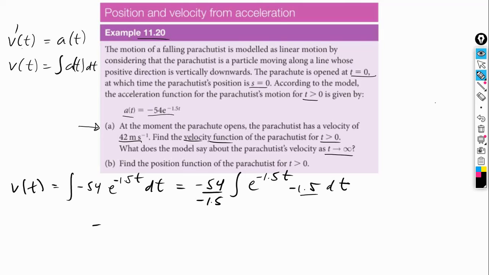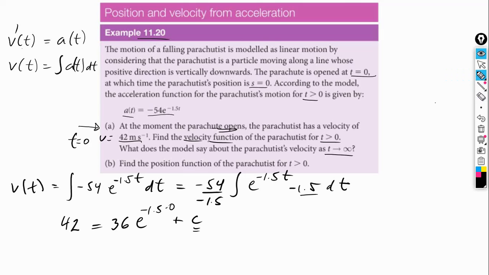And then this is pretty straightforward because this will give us 36 times Euler's number to the power of minus 1.5t plus a constant c. So we still have to find this constant in order to have the velocity function. But we have some information that's going to help us. It says that at the moment the parachute opens, so that's t equals 0, the velocity is equal to 42 meters per second. So that means that 42 is equal to this when time is equal to 0. So let's put that here, when time is equal to 0.